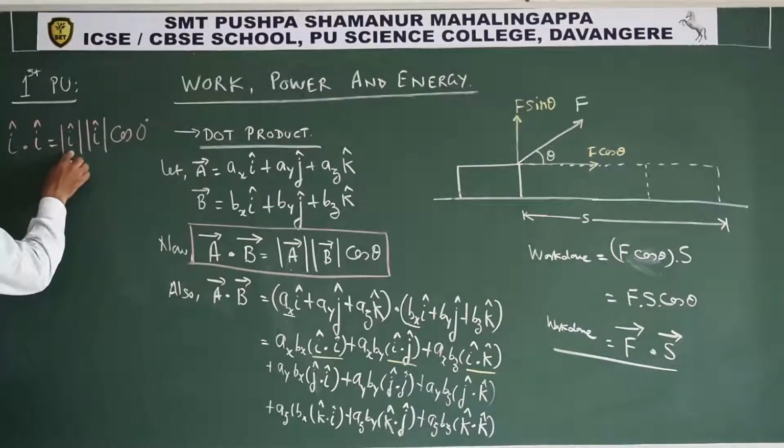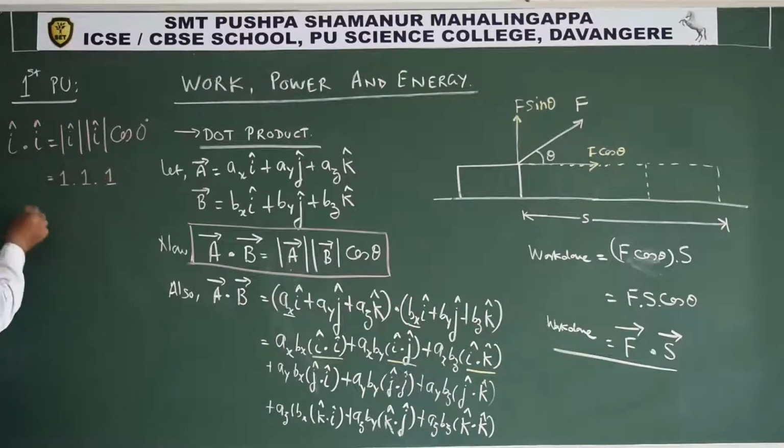So what do we get? Magnitude of i, a unit vector, is 1. This is also 1. Cos 0 is 1. So what can we conclude? i dot i is 1. What exactly can we infer from this? The dot product between two similar vectors is 1. Similarly, j dot j is 1. Similarly, k dot k is 1.